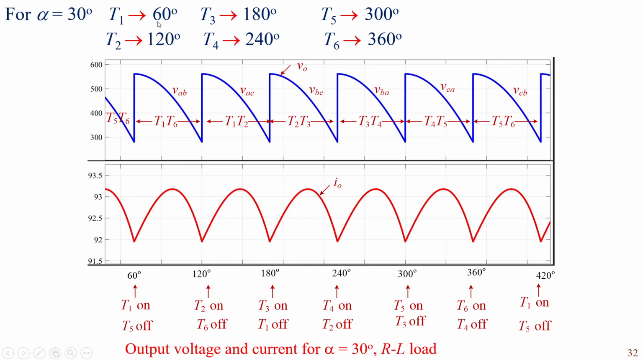T1 is turned on at 60, T2 at 120, T3 at 180, T4 at 240, T5 at 300, and T6 at 360. And the load is RL, and you can see the load current oscillates around 92.5.